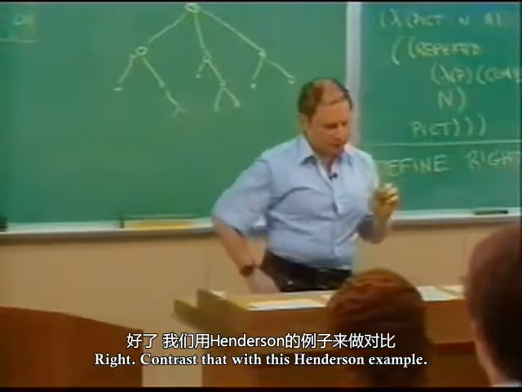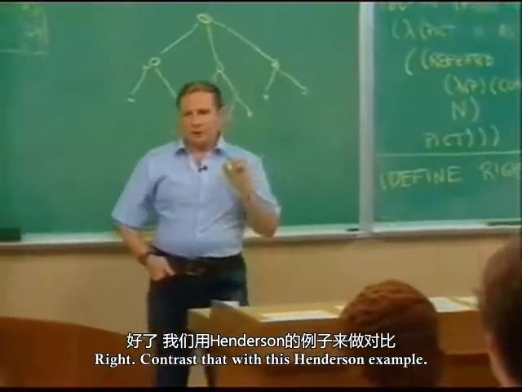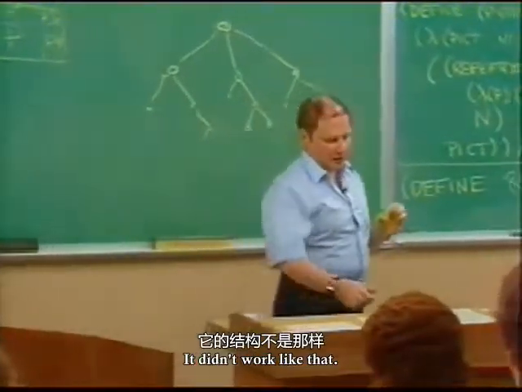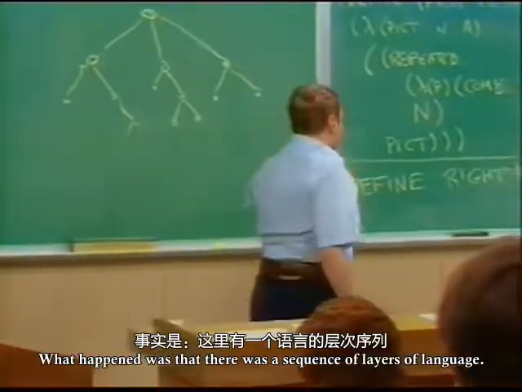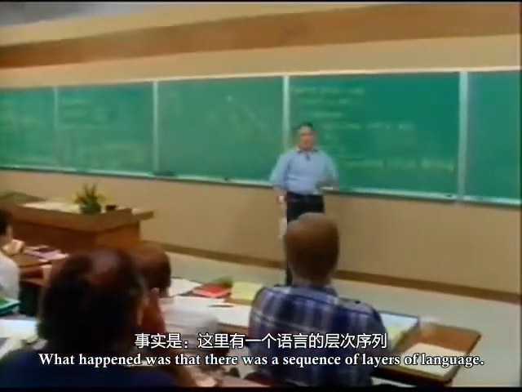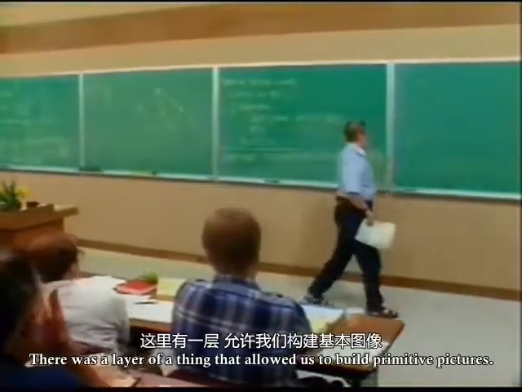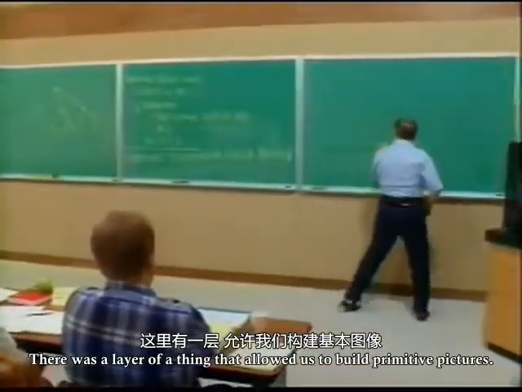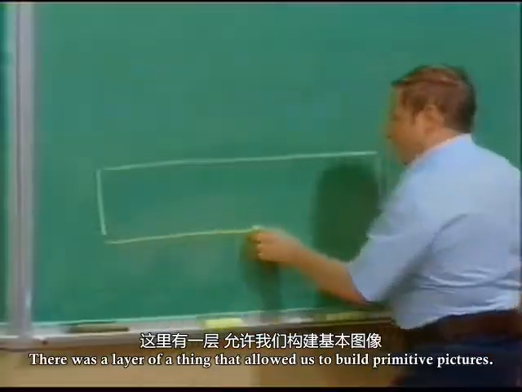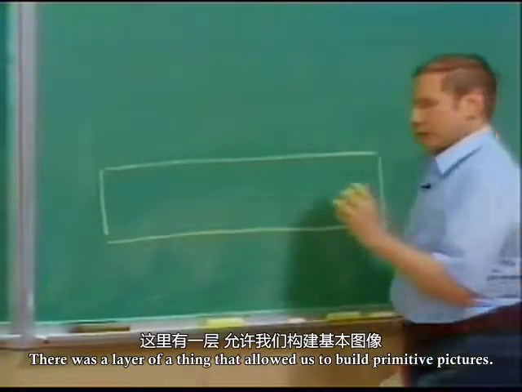Contrast that with this Henderson example. It didn't work like that. What happened was that there was a sequence of layers of language. What happened? There was a layer of a thing that allowed us to build primitive pictures.